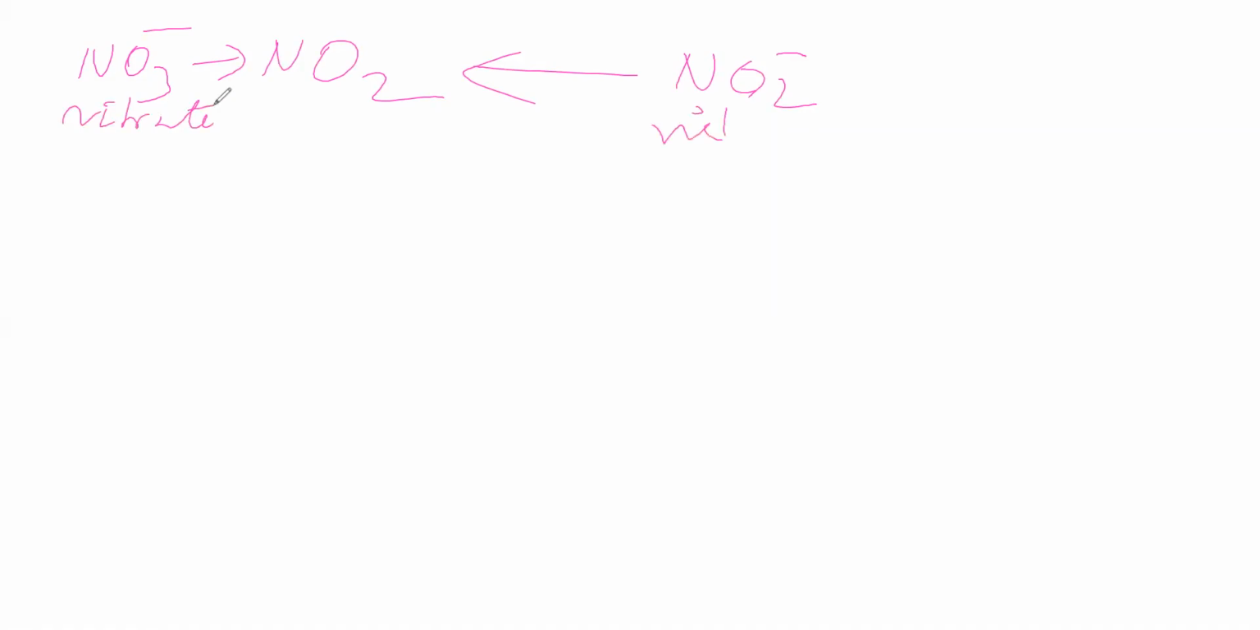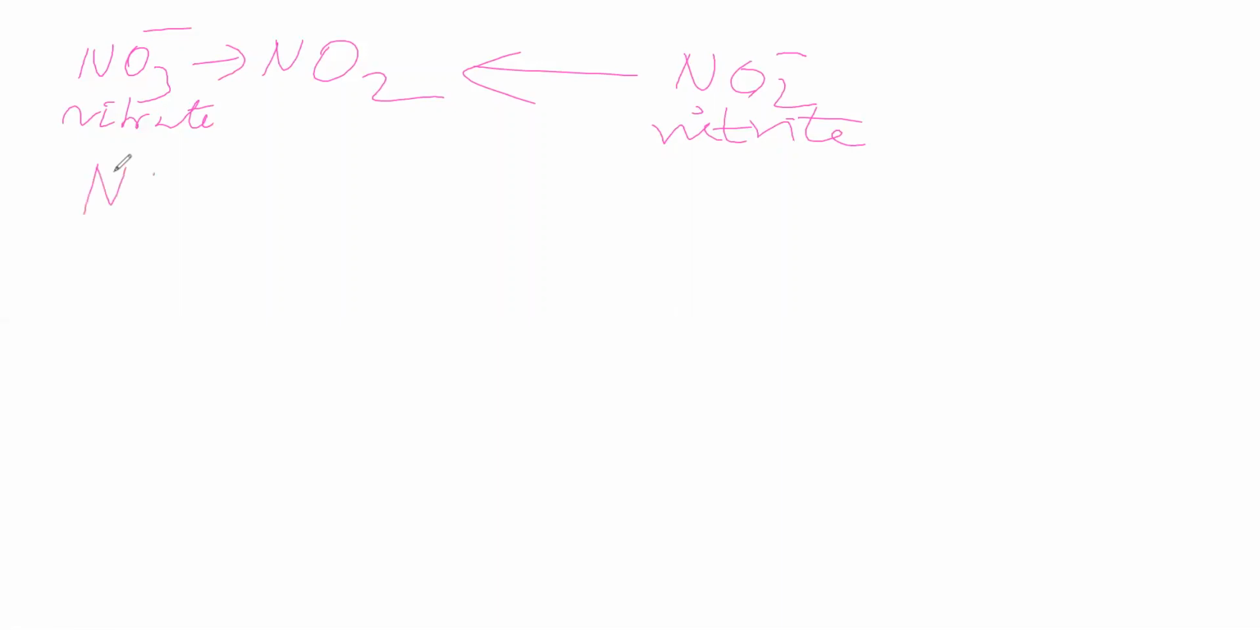NO3 minus on decomposition gives NO2 gas. Even NO2 minus, that is nitrite, also on decomposition gives NO2. This is a nitrate, this is a nitrite. So nitrate or nitrite on dry heating gives NO2 gas.